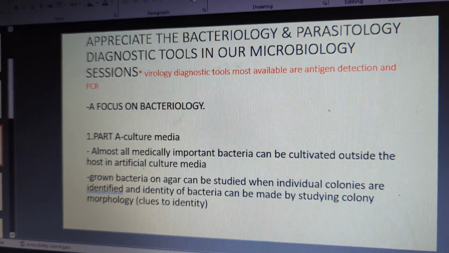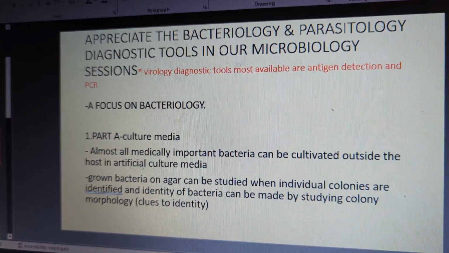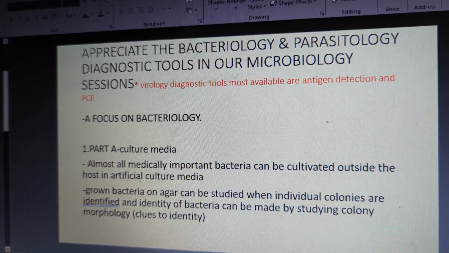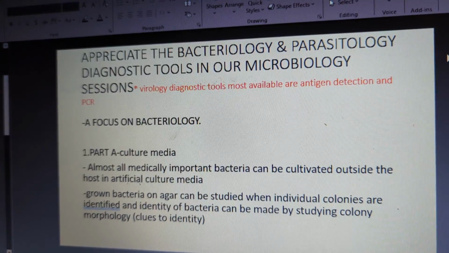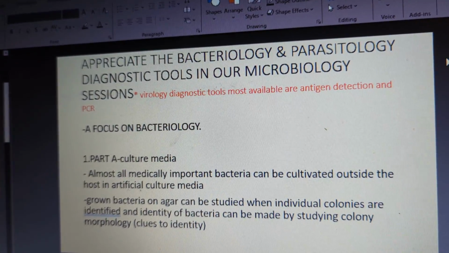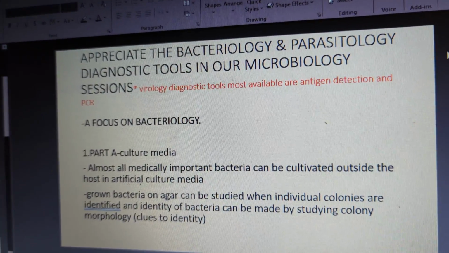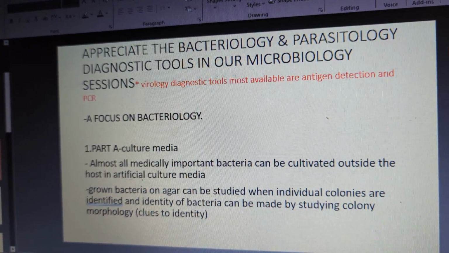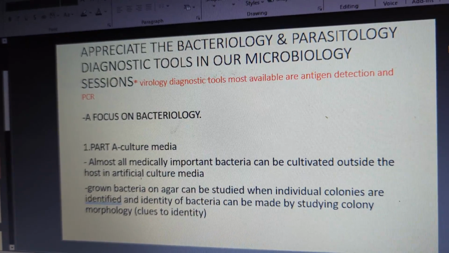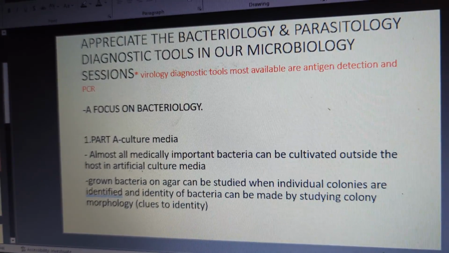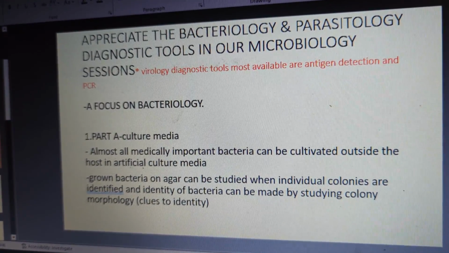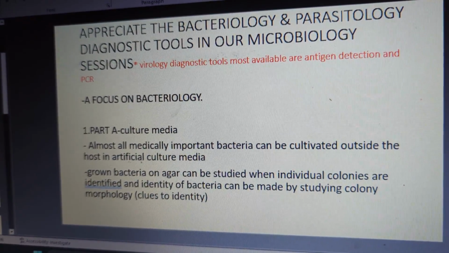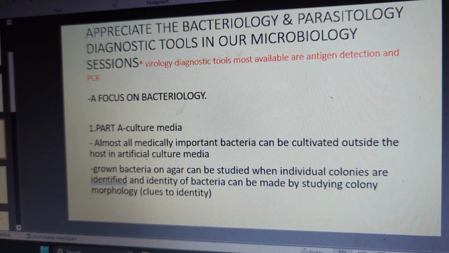And so we are trying to grow bacteria on agar, of course, and then identify very clear isolate colonies. Okay, and then we study them. We study their morphology, which is the colony morphology. And we use these colony morphologies to determine the identity of the bacterium.